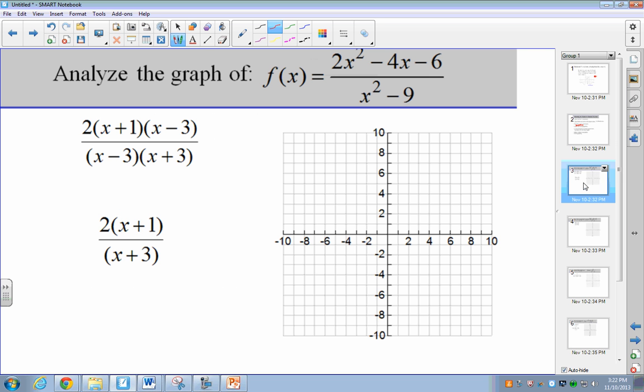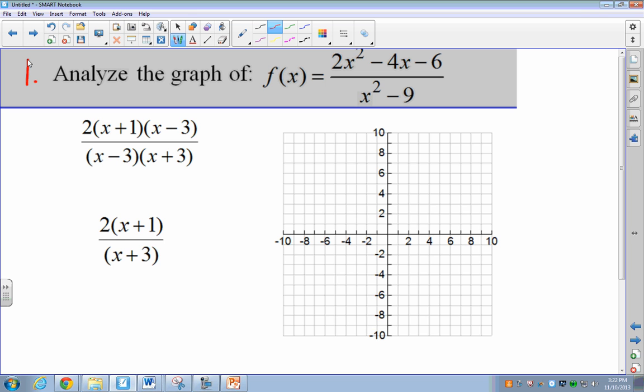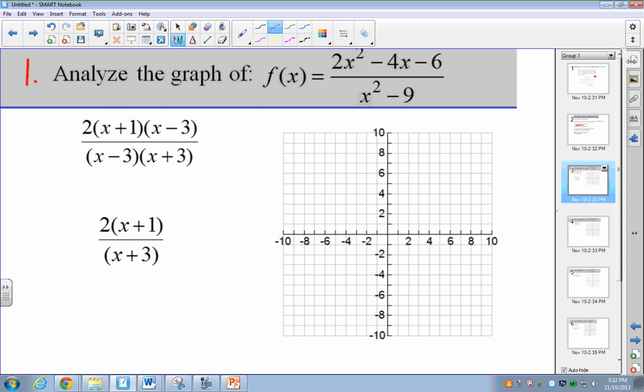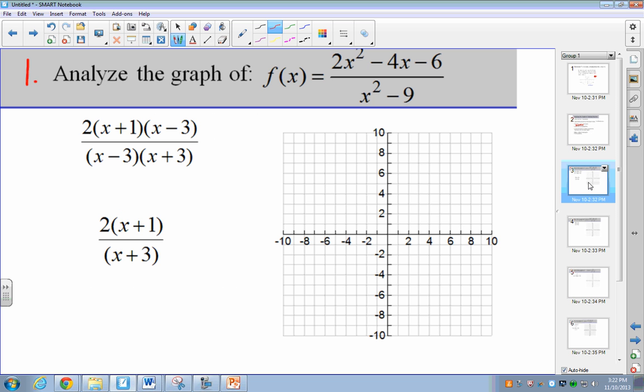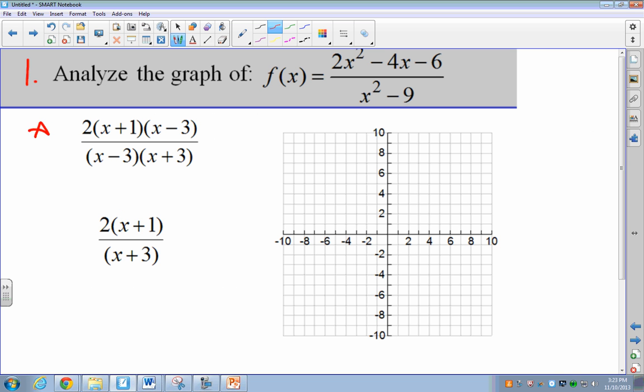So here, our first question is, analyze the graph of 2x squared minus 4x minus 6 divided by x squared minus 9. So first thing we do is we factor the bottom and find the domain. And so here I factored the bottom, and so here our domain, x cannot equal 3 or negative 3. Now remember, our domain doesn't necessarily mean those are our asymptotes or our vertical asymptotes, but that's just where x can't legally be. There might be a hole at one of these guys.